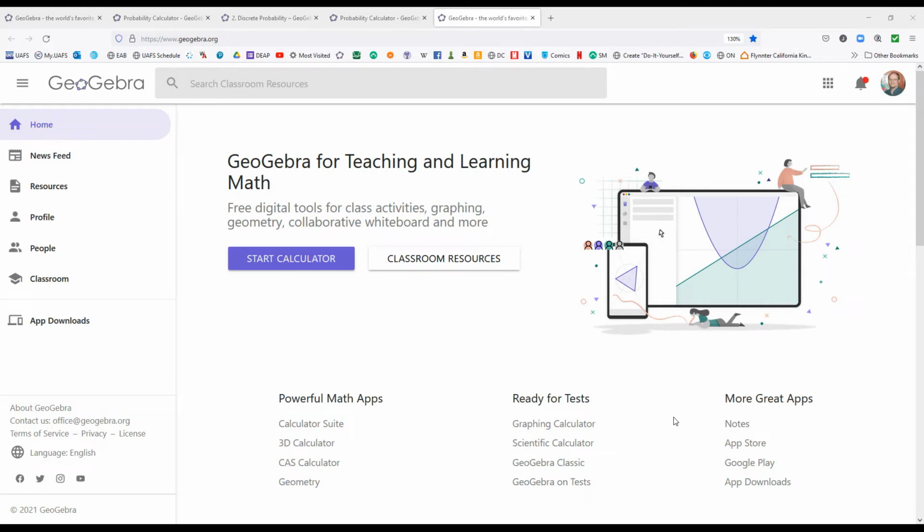I want to introduce you to something that GeoGebra has kind of built in as one of their basic resources, and is a very powerful little probability and statistics calculator. And I'm going to show you a couple ways to get to it.